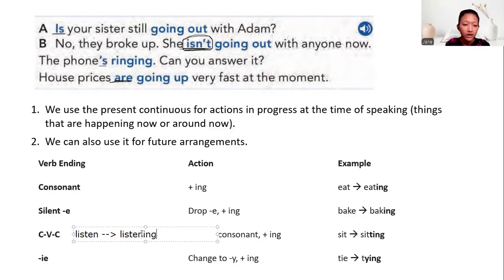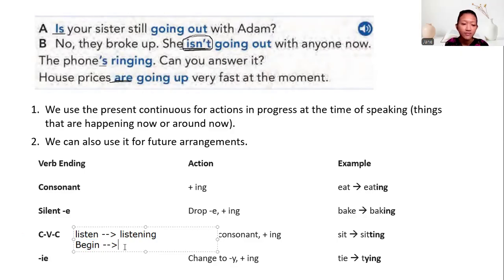But look at this word. So here, it still has two syllables, and it still ends in CVC form.